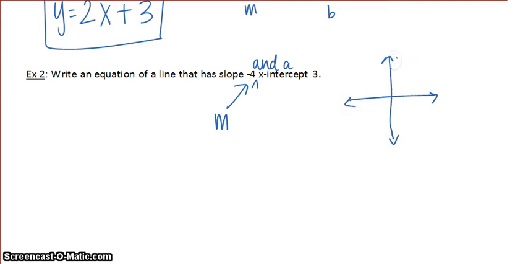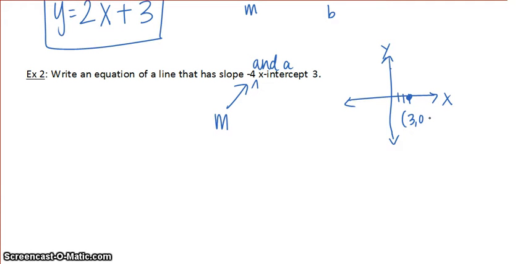So I'm going to kind of just do a little sketch right here. Okay, so we know that this is the x-axis and this is the y-axis. So we wanted the x-intercept to be 3. So 1, 2, 3. So it would be where it crosses the x-axis, which is right there. And what is that point? That point is 3, 0.